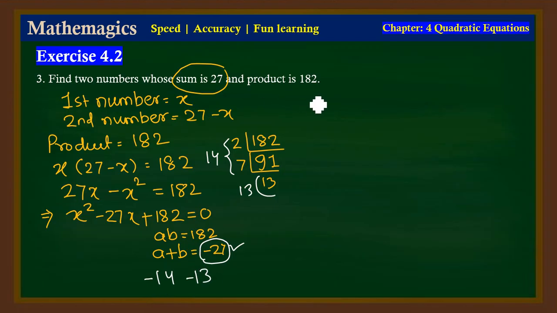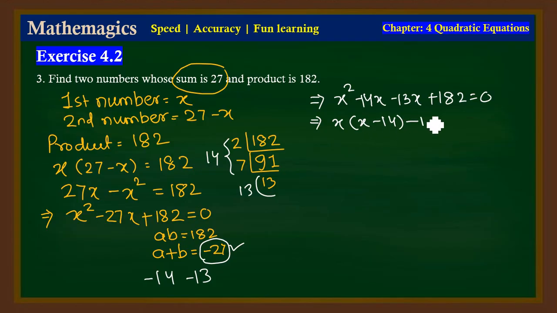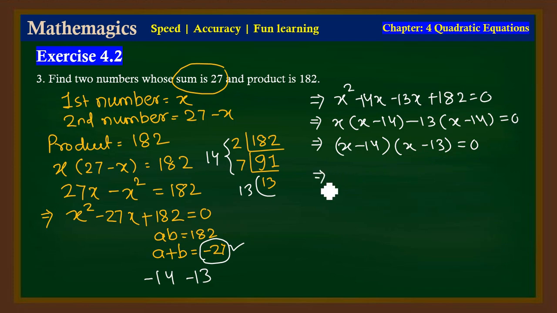So now we are ready to go and do the middle term breaking, that is x square minus 14x minus 13x plus 182 is equal to 0. So x will go common, x minus 14 minus 13 will go, so x minus 14 is equal to 0. So this implies that x minus 14 will go common, so the remaining part becomes x minus 13 is equal to 0, and hence directly I can write that x is equal to minus 14 will go that side, that becomes plus 14, and minus 13 will go that side, that becomes plus 13.